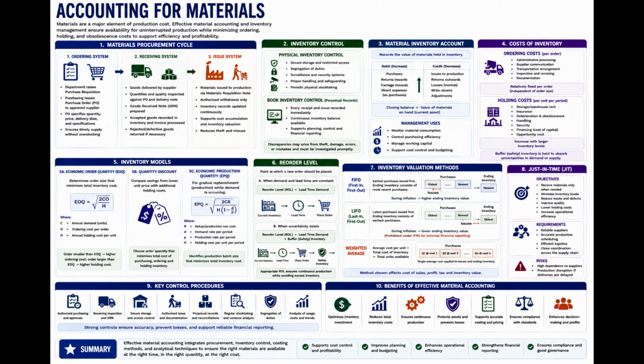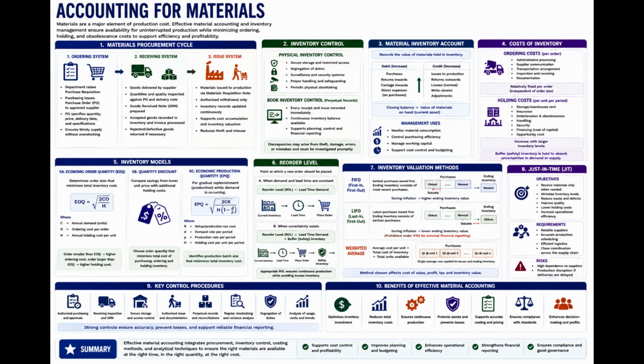An increasingly important inventory management philosophy is just-in-time, JIT. JIT seeks to minimize inventory by receiving materials only when required for immediate production, thereby eliminating unnecessary storage costs, reducing waste, improving quality, and enhancing operational efficiency. Successful JIT implementation requires highly reliable suppliers, accurate production scheduling, efficient logistics, and close coordination throughout the supply chain. Although JIT significantly reduces inventory investment and holding costs, it increases organizational dependence on supplier reliability and may expose production to disruption if deliveries are delayed.